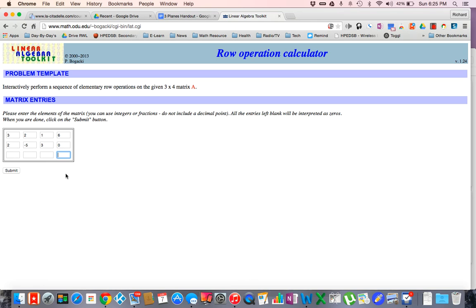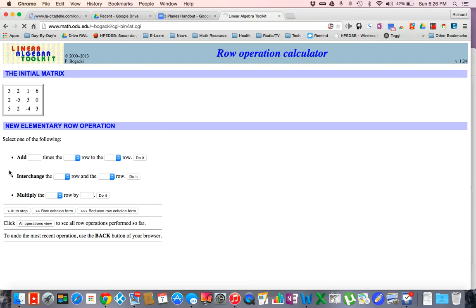And then let's go down to this one, and let's make this a 5, and a 2, and a negative 4. And so 5 and 2 is 7, minus 4 is 3. And I'll submit that. Okay, so now I need to do some row operations.